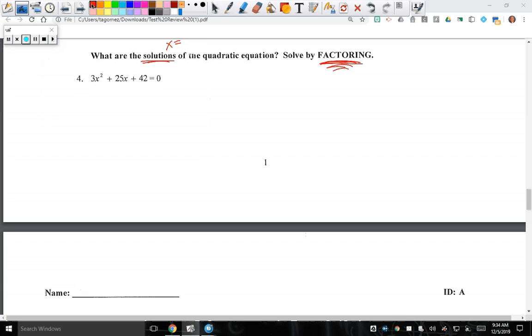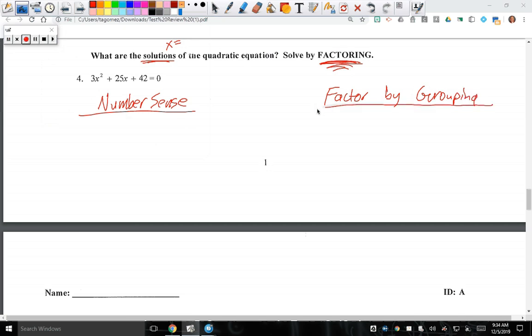First order of business when factoring. There's 2 ways that you can do it. You can do it the number sense method that I first showed you out of all the methods, almost like that trial and error. Or you could do something that was called factor by grouping. Either one of these is a factored form.